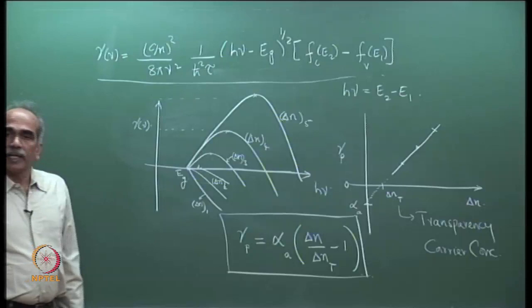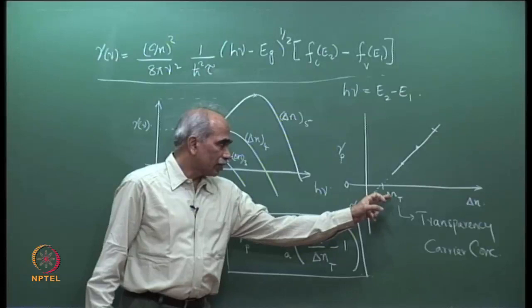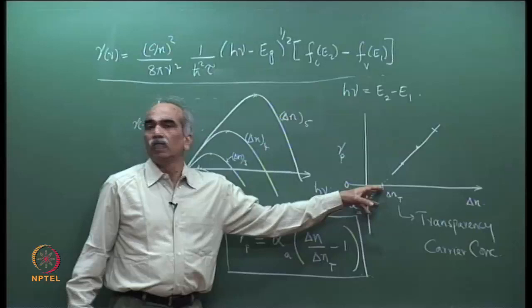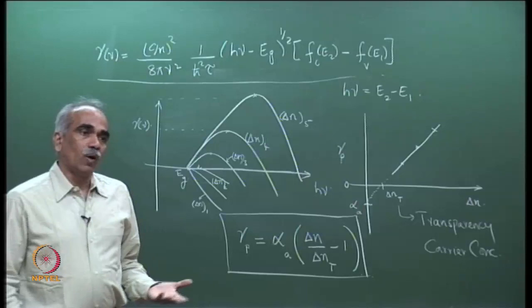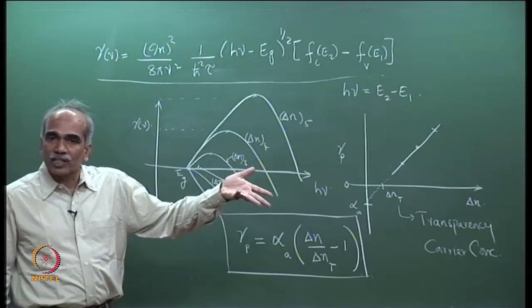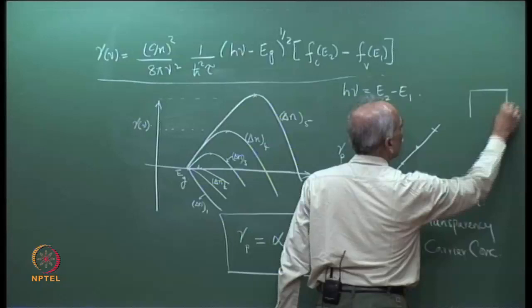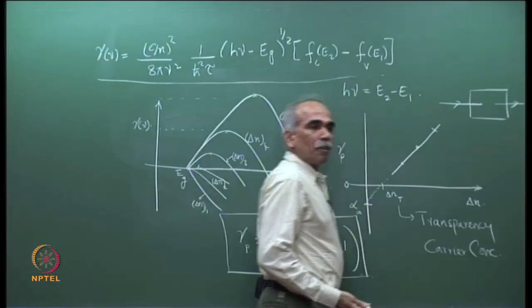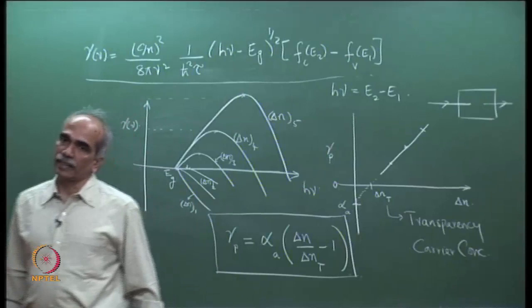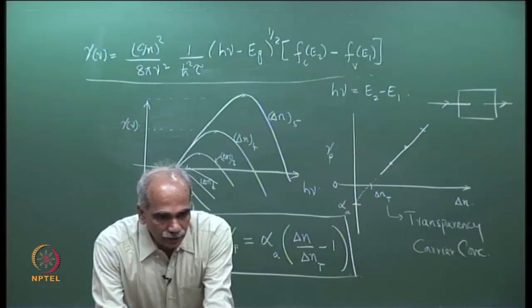Please recall that delta n t is the carrier concentration when the peak gain coefficient is 0. Gain coefficient is 0 means it is neither absorbing nor amplifying, or the medium acts as if it is transparent. There is no absorption, no amplification, means what? It is transparent. So no change in the intensity. So you have a medium here, and if this is transparent, whatever is input goes out. So neither amplification nor absorption. That is why the name transparency carrier concentration, delta NT. Okay? Alright. So this slide is clear then.